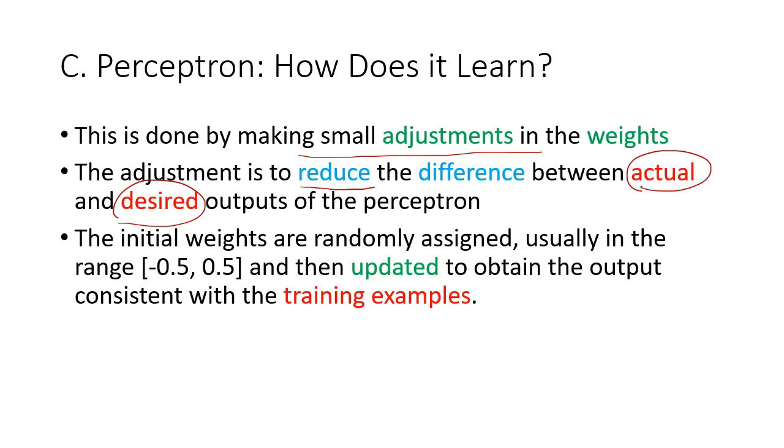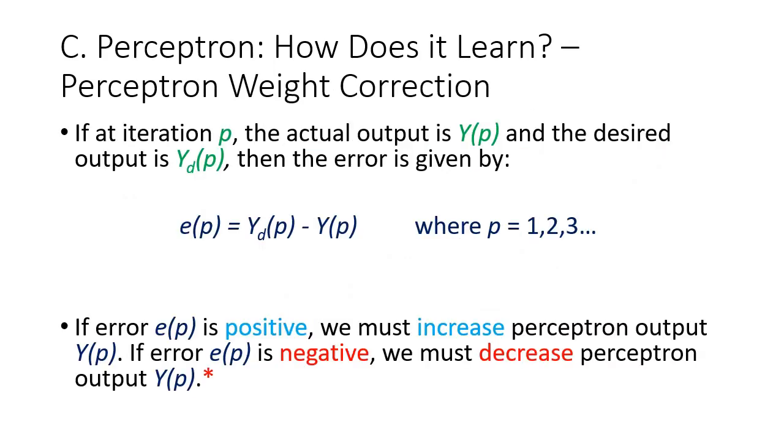The initial weights are randomly assigned, usually in the range of -0.5 to 0.5, and then they are updated to obtain the output consistent with our training data. We talk about weight adjustment if the actual result is not the same as the desired result. To do that, there is a formula for calculating error, and this is the formula. Error is defined as desired result minus actual result, where p is the iteration.